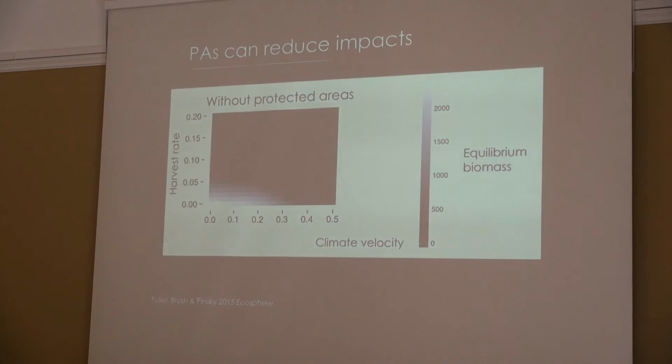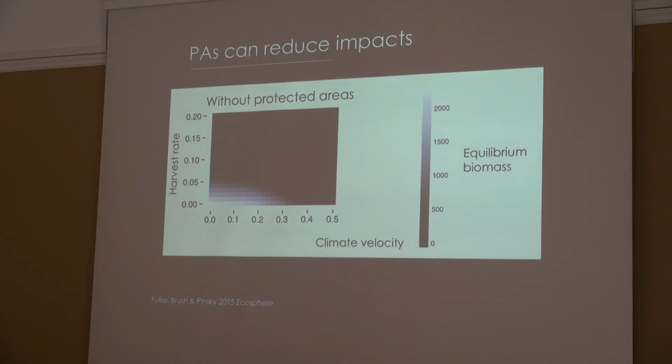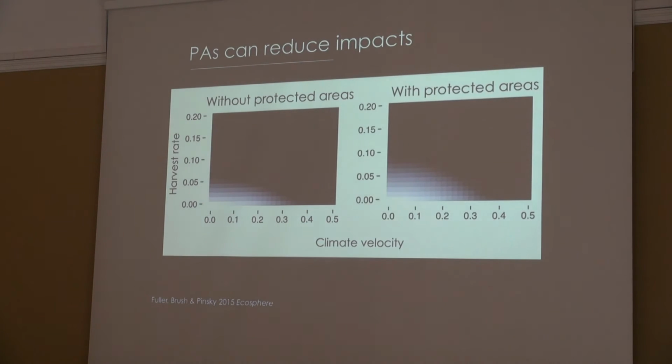So this is the base case right here. It's a very similar figure to what I just showed you. Again, harvest rate increasing here, climate velocity increasing here. Instead of just showing you that boundary though, I'm showing you equilibrium biomass. So high biomass down here and then extinct up there in black. So this is without marine reserves. Add in marine reserves and, no surprise, you can withstand a higher harvest rate. That seems to make a lot of sense.